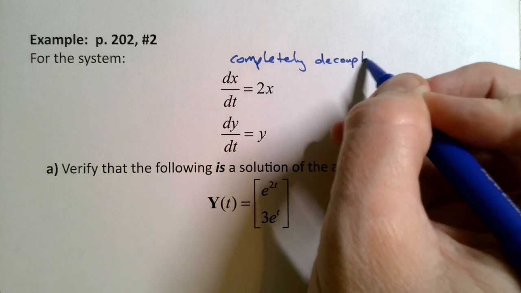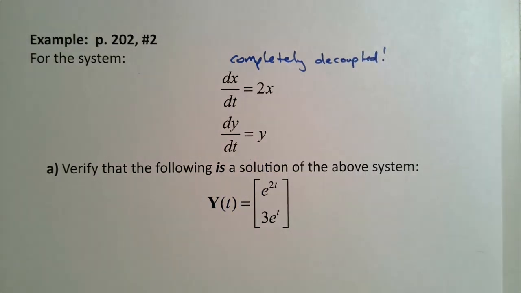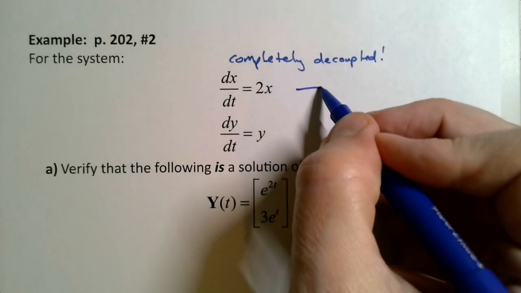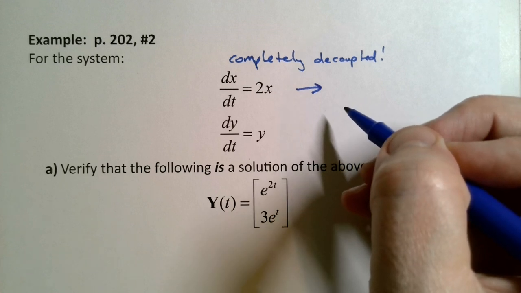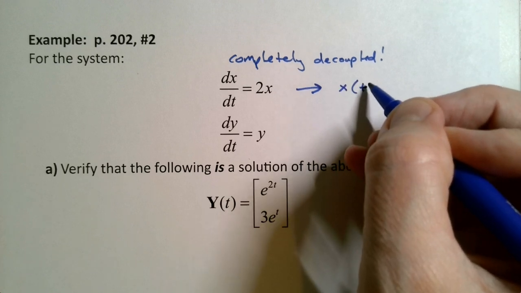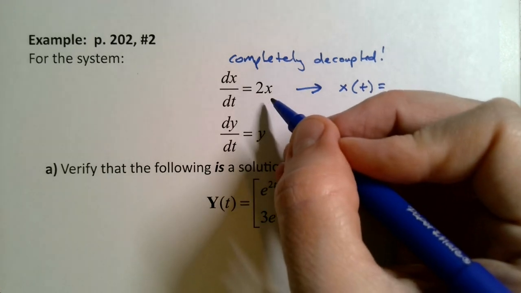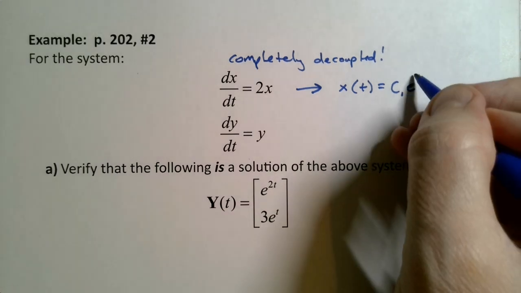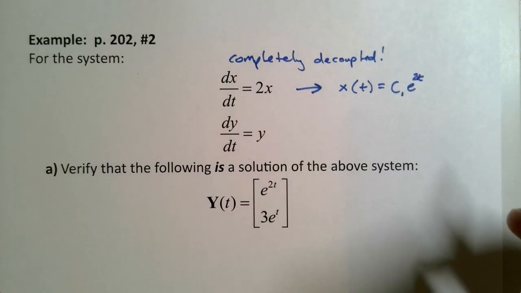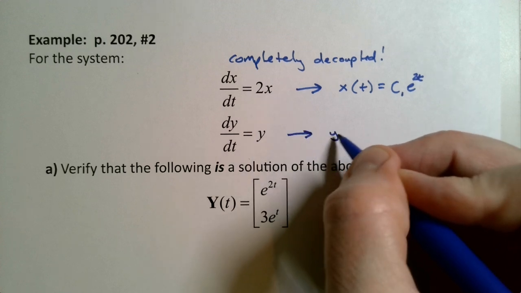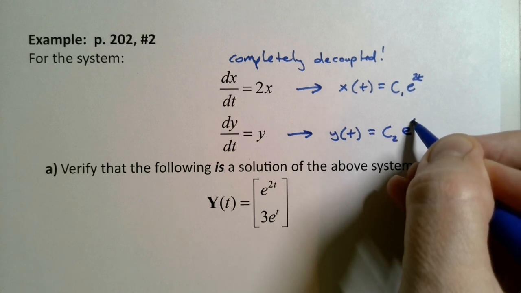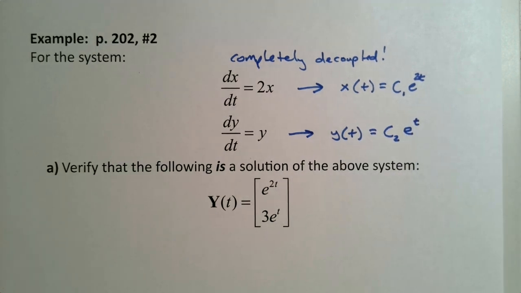Because it is. So not only is it completely decoupled, but this is one of those that we could look at and probably solve without much trouble. That differential equation in terms of x we know is going to have a solution that looks like this. X of t equals, well, that's exponential growth, so it's just c1 e to the 2t. And then down here, this one is going to have a solution that looks like this. Y of t equals another constant times e to the t. So we know what the solution is already. So this is a known solution to us.